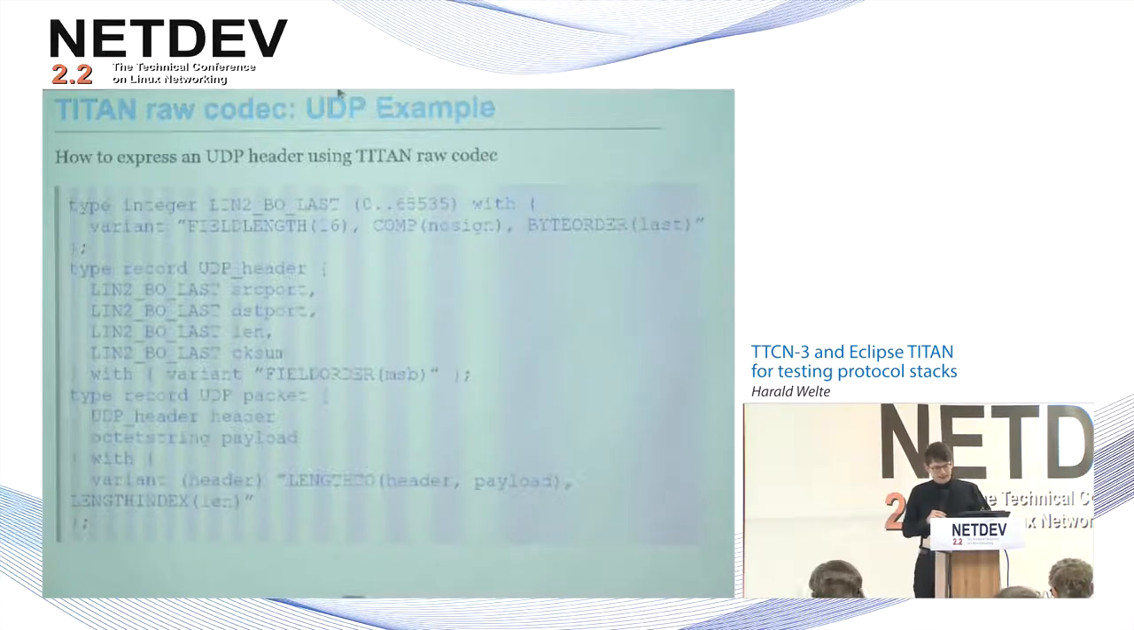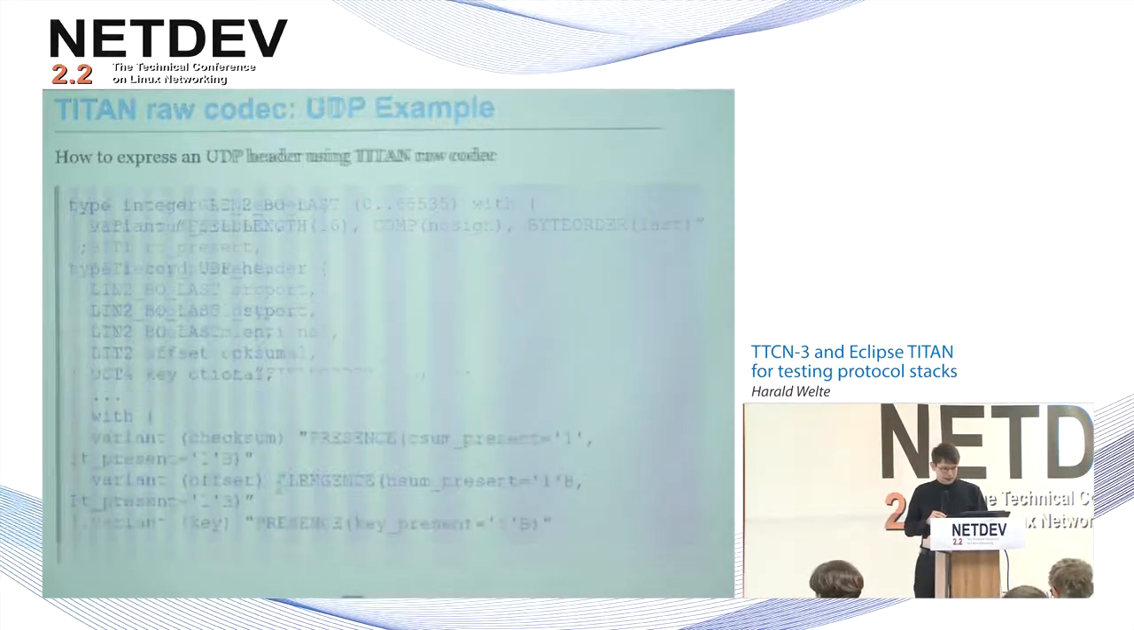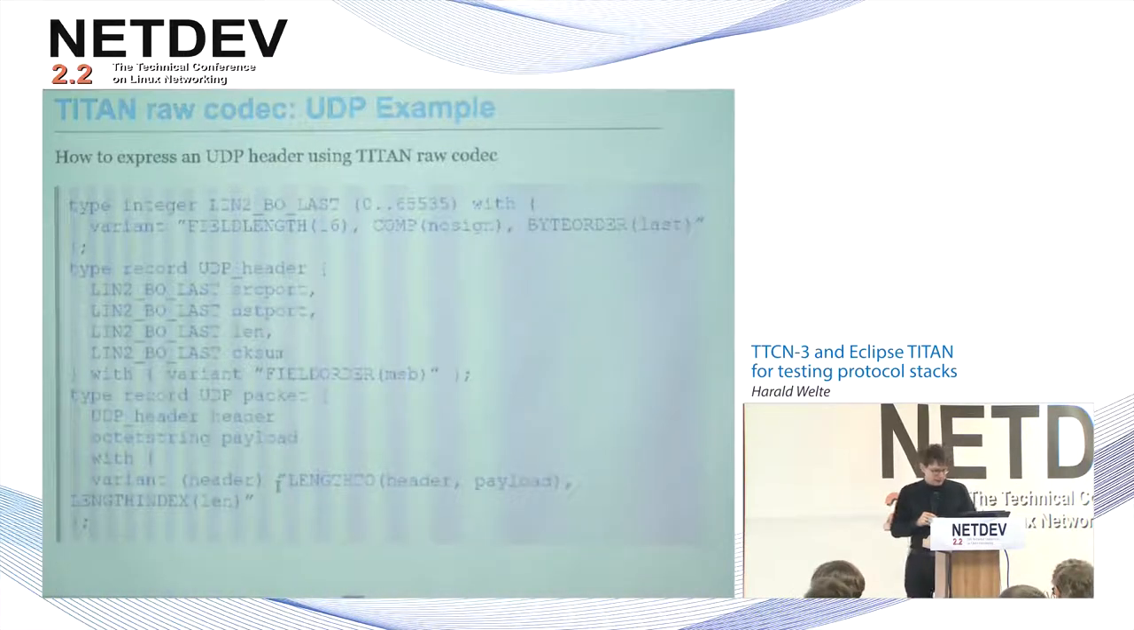And I say, with this line here at the bottom, that's actually the key part of the entire slide. Here at the second last line on the slide, where I say variant header length to header payload length index len. What that does is say that in the header member of this record, we store the length of both the header and the payload into a field called len inside the header. So in the substructure which defines the header, it has a length field, and I want to store the total length of both the header and the packet in there. And I don't need to write any explicit code to do that, it will just do it based on this declaration. And this works for much more complex data types in a similar way.